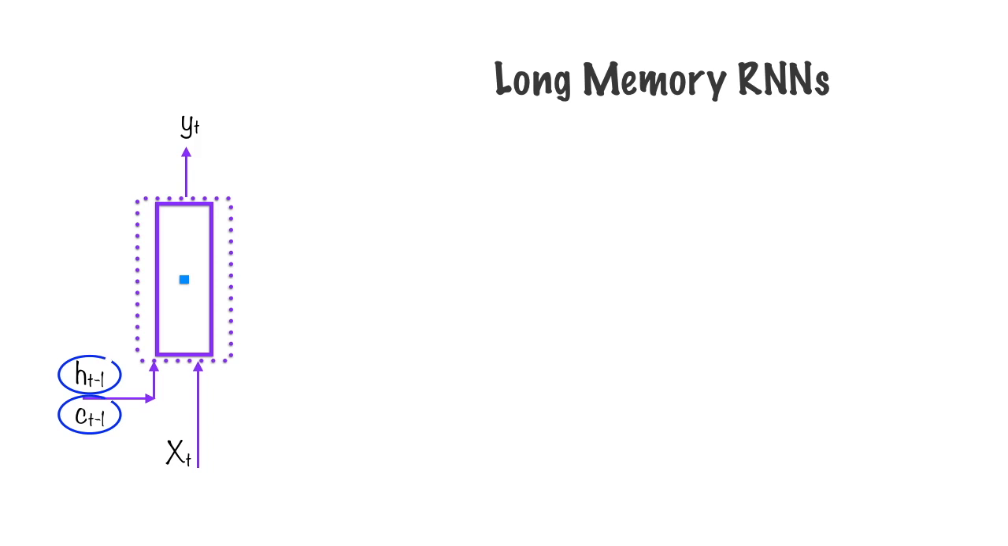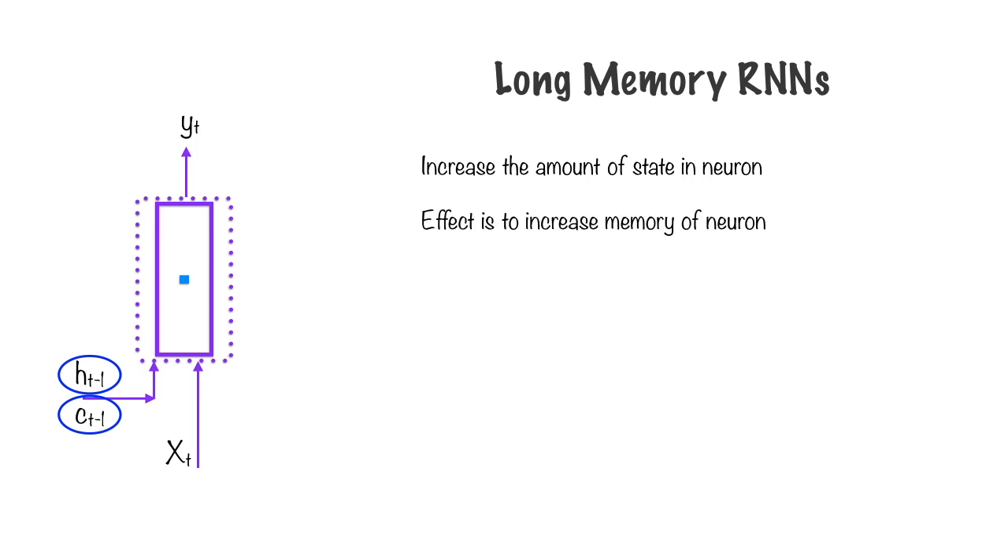Now that we know what we have to do to allow us to train extremely deep recurrent neural networks, we can restate the problem. We want long memory recurrent neural networks, and this we can achieve by increasing the amount of state within a single neuron. The net effect of this operation is to increase the memory of the neuron and allow it to remember events from the distant past.